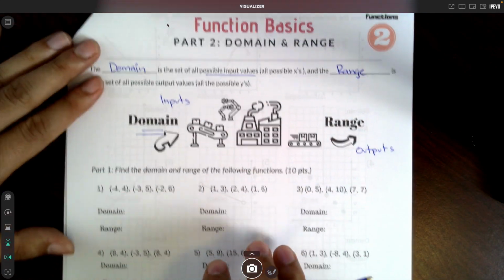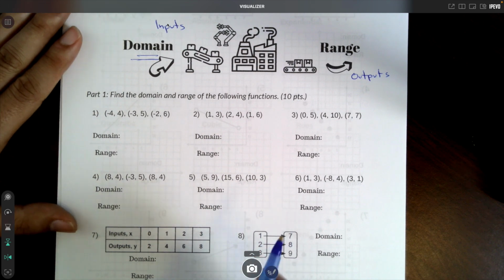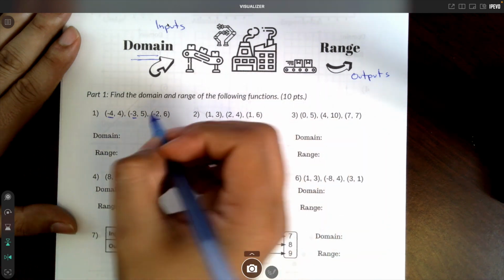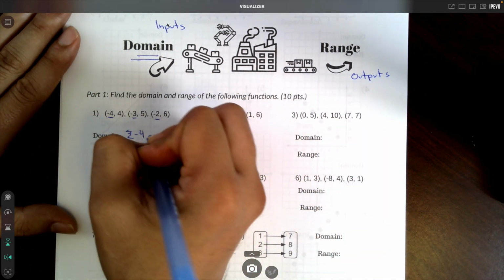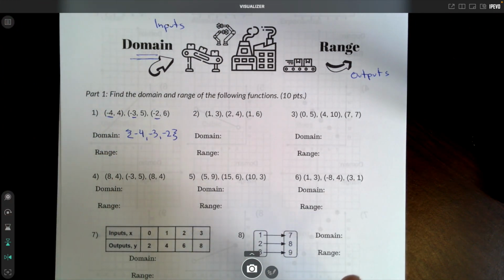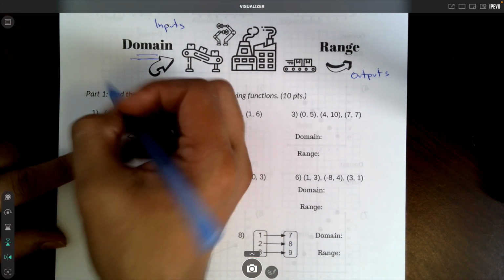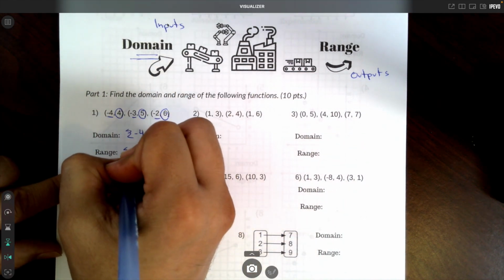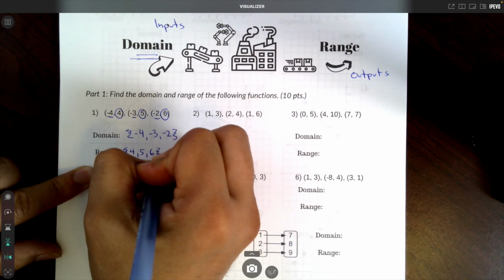Okay, and it's not that hard to tell what they are. The inputs are always going to be the first number. And then this is how we write the inputs. So it's the set of -4, -3, -2. We write these brackets. There's a lot of different ways of expressing domain and range, but this is one of them. And then range is the second numbers, the ones that go out. So again, I'm going to do my little brackets. 4, 5, 6. Okay.